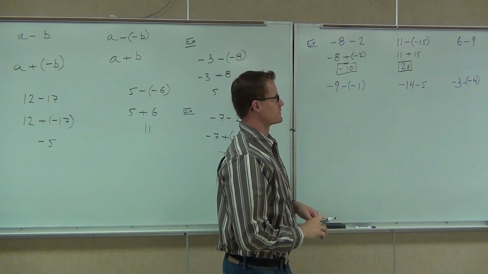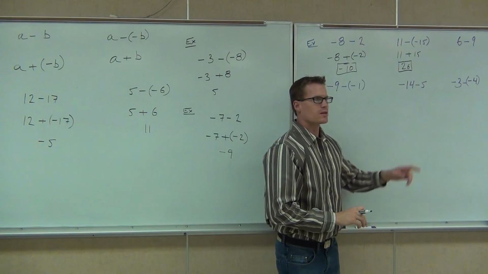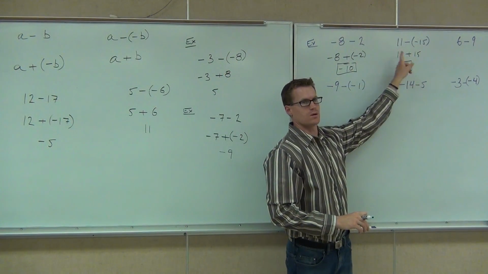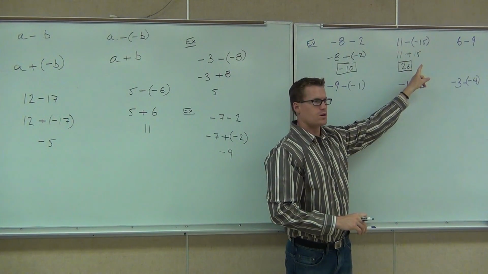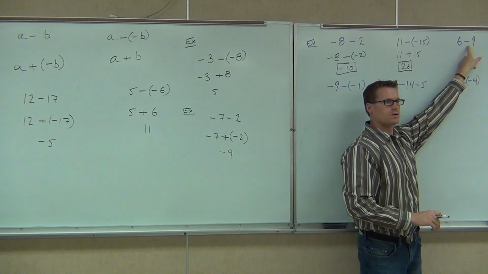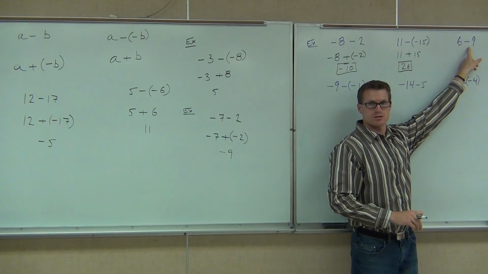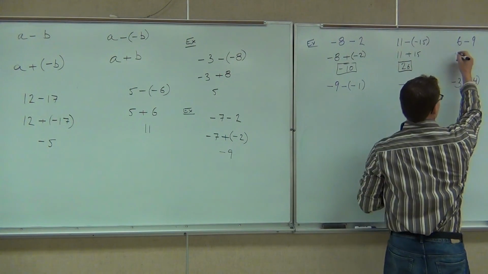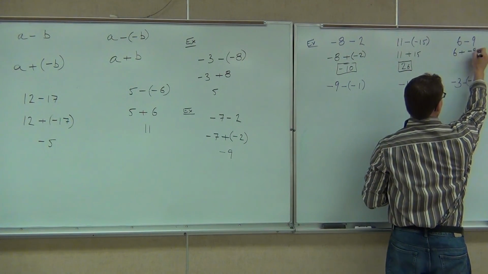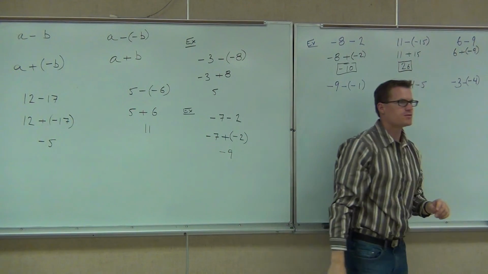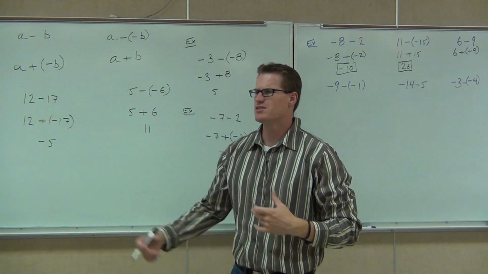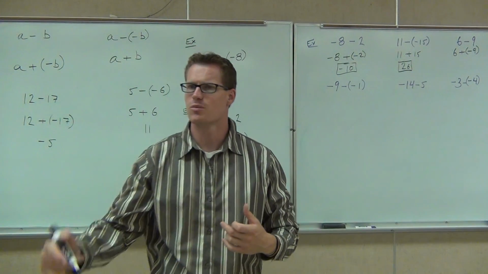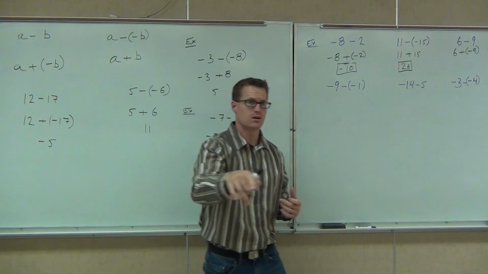6 minus 9. 6 minus 9. Are we more like the first one or more like the second one here? First one. We have only one sign, right? Yes. We're going to change that into how many signs? 2. And they're going to be different signs. That means plus and negative. So 6 plus negative 9, we're going to use the addition rule there. They have different signs. We'll subtract, sign of the bigger number. You should have got negative 3. Did you get negative 3? Yes. Perfect.